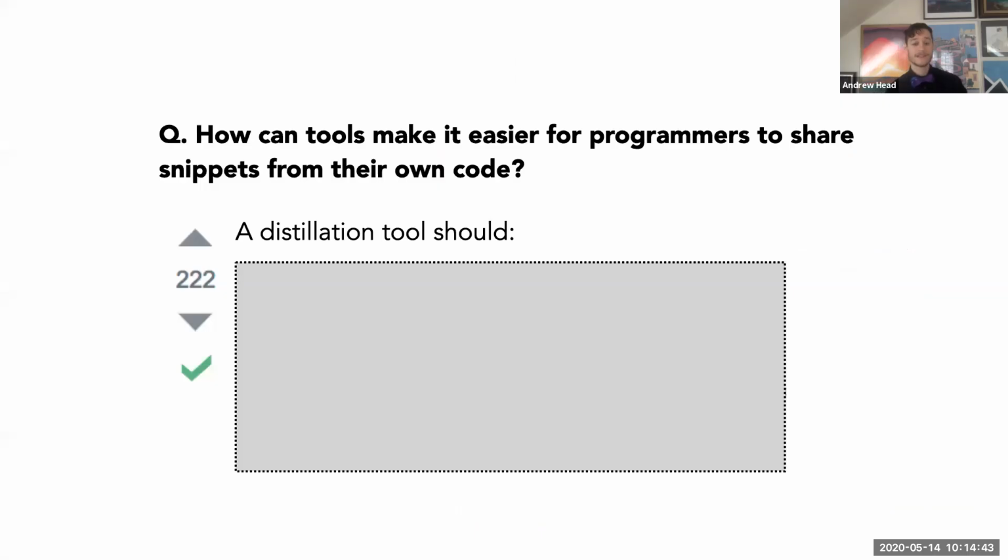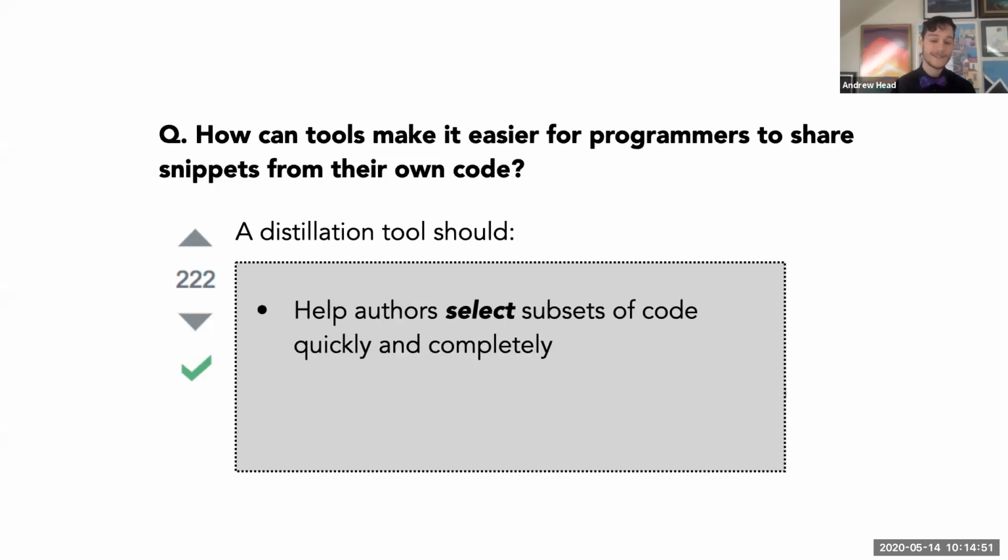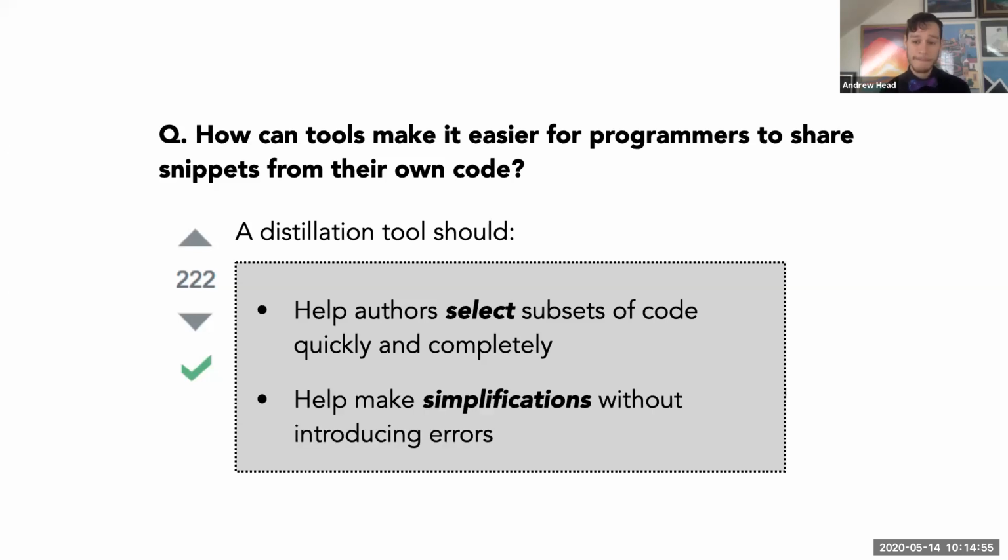These observations led us to hypothesize that a distillation tool could help out with the creation of snippets if they provide two types of functionality. First, they help authors select subsets of code both quickly and completely. And second, they help programmers make simplifications to their code without introducing errors in the process.